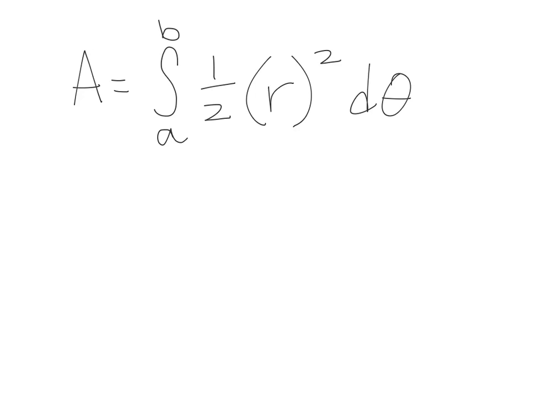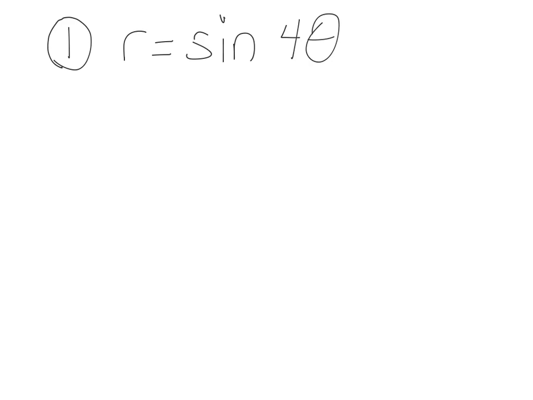So let's get started. The first example that we're going to do today is we're going to find the area of the polar curve r equals the sine of 4 theta. From last time's lesson, you should be able to tell me what that graph looks like. This is the graph of a rose curve. It has 8 petals.